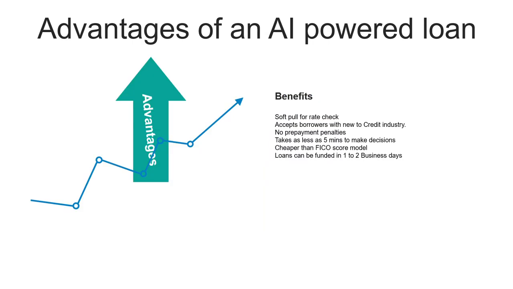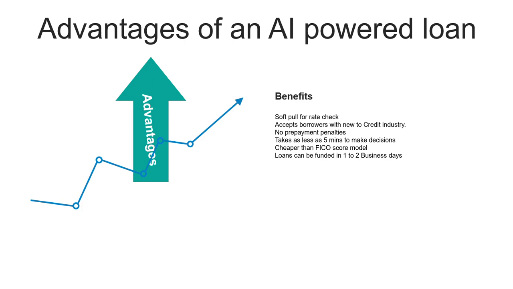So that was all around the application process. Now let's look at the advantages of an AI powered loan from Upstart. Some of the main benefits of using the Upstart platform is the soft pull for rate check. Upstart allows for an initial soft credit inquiry so that the personal loan borrower can get an idea of the options for which they may qualify. And again, as we all know, that soft pull doesn't impact our credit score.